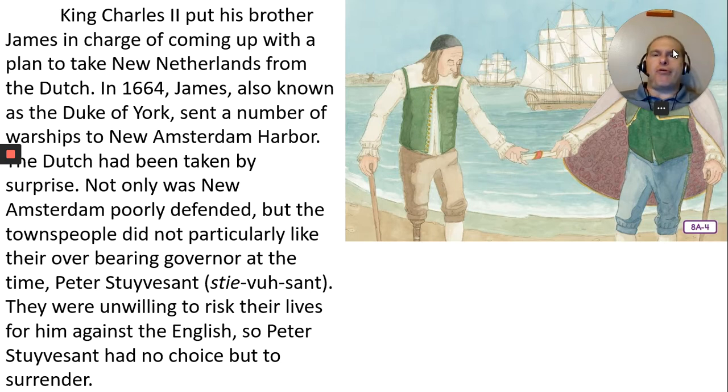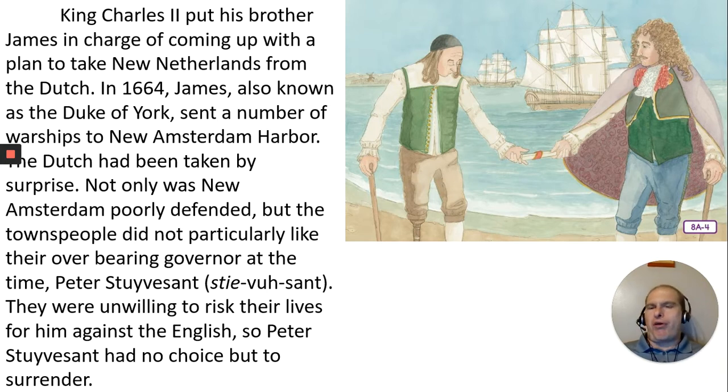King Charles II put his brother James in charge of coming up with a plan to take New Netherlands from the Dutch. In 1664, James, also known as the Duke of York, sent a number of warships to New Amsterdam harbor. The Dutch had been taken by surprise. Not only was New Amsterdam poorly defended, but the townspeople did not particularly like this overbearing governor at the time, Peter Stuyvesant. They were unwilling to risk their lives for him against the English, so Peter Stuyvesant had no choice but to surrender. It's like the people didn't like the governor very much, so they just gave the land away to England. Like, we like England better than you, sorry.